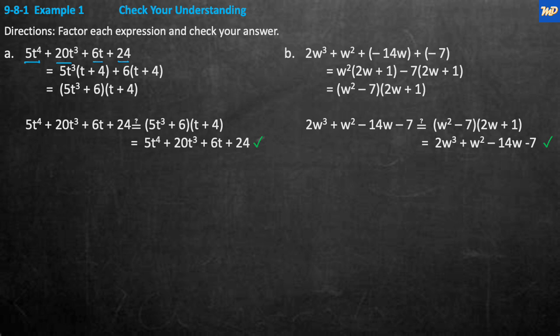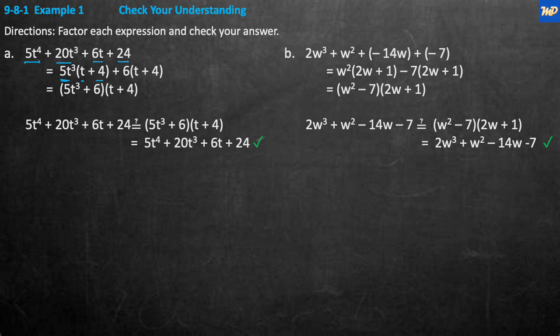Then we see what we can pull out of these terms up here to get this ball rolling. The second term has a 20t cubed, and the first term is a 5t to the 4th. That means there's a t cubed in the 5t to the 4th, and the 20 has a 5 in it. So we can take out a 5t cubed, getting the t cubed out and a 5 out, and we're left with a t and a plus 4.